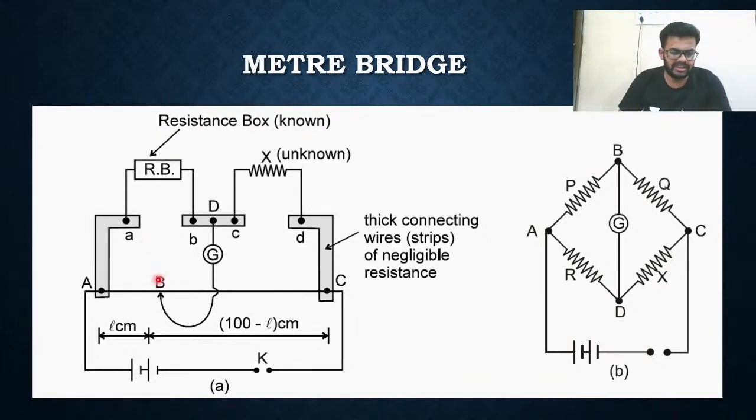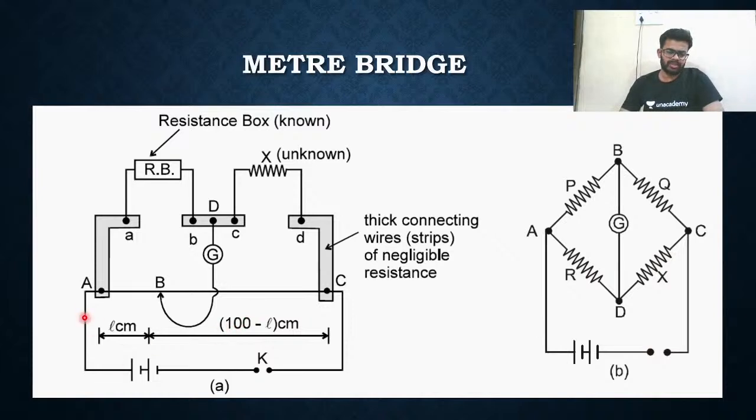Listen, what will happen? You have a metallic plate here. One resistance box is connected, which means a known resistance, you know the resistance of the resistance box. Now here is the unknown resistance. Always you will use the unknown resistance here. And this is the wire, just like the potentiometer wire. This is a meter bridge, so it will be a wire of 1 meter length.